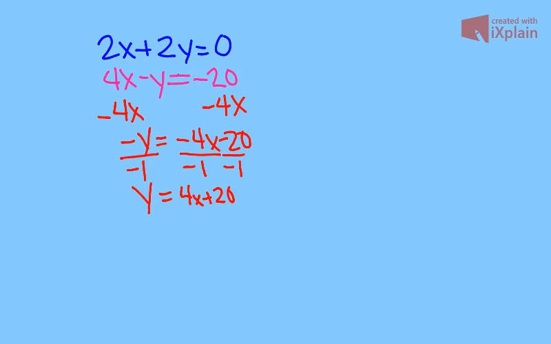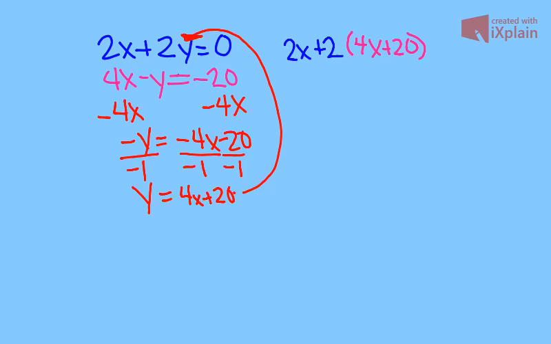So now I have a solution for y, and I want to plug it into our first equation for y. So instead of having y in the first equation, we'll have 4x plus 20 replacing that y. So let's take our first equation, 2x plus 2 times (4x plus 20). Take that second part and plug it in for y, equals 0. Now I have to distribute that 2 to the 4x and that 2 to the 20.